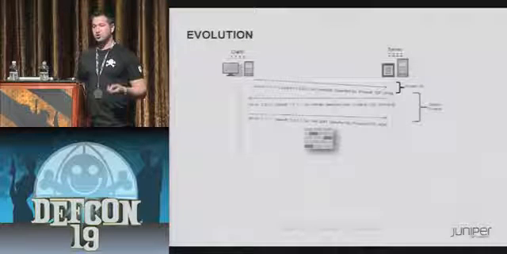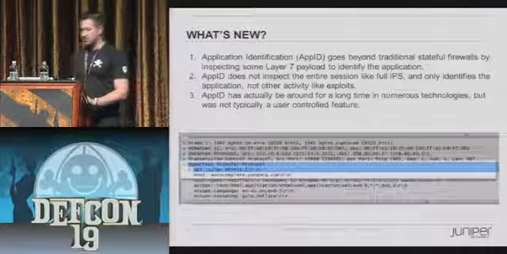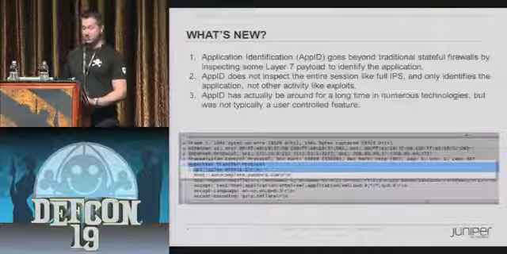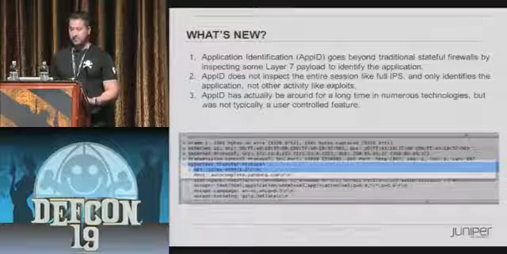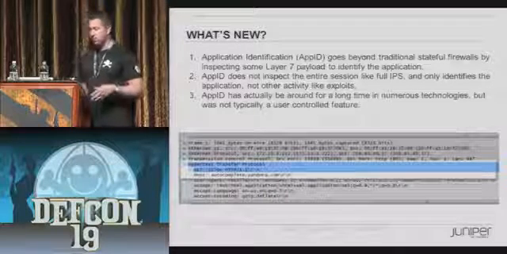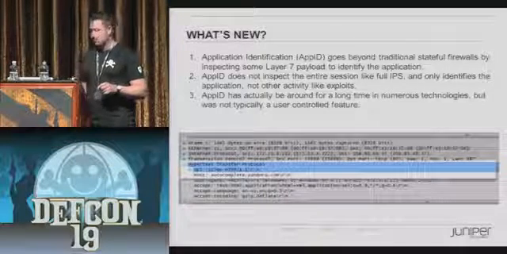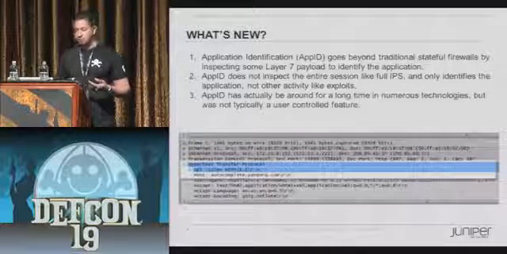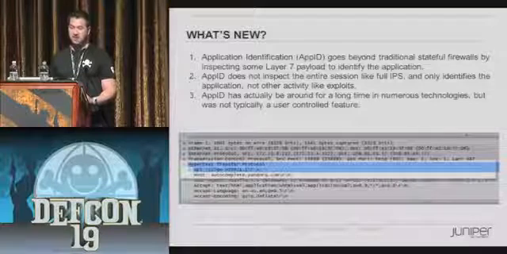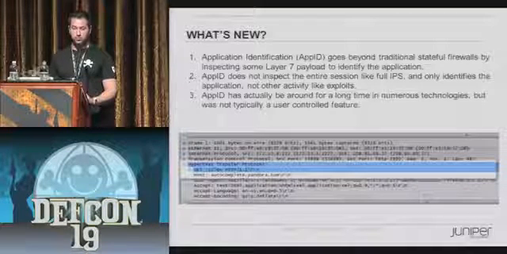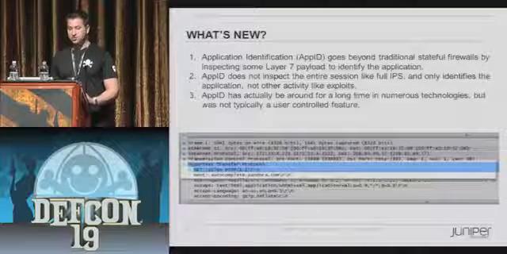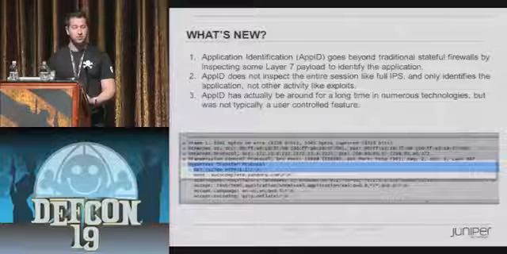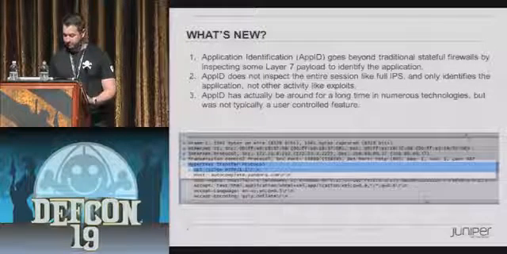But what's new? First off, we have something called App ID. Now actually, App ID isn't new at all, but the application of it into a firewall is slightly new. And basically what it's going to do is actually look deeper into the actual connection itself. It's not just going to stop at the layer 3, layer 4 level of inspection. It's actually going to look a little bit further to determine what the actual application is itself.